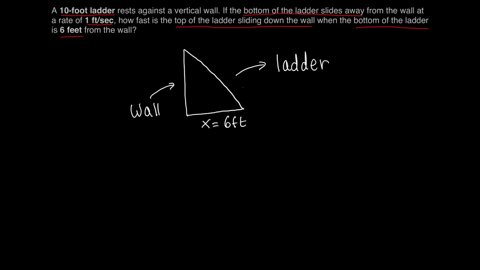The length of the ladder is 10 feet long. We have seen that. And the distance from the wall is 6 feet. We have put that already. And the rate at which the ladder is moving away is 1 foot per second, which would be your dx over dt. And here's an interesting fact for you.